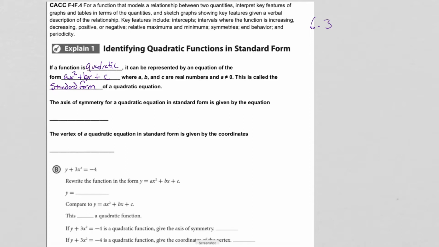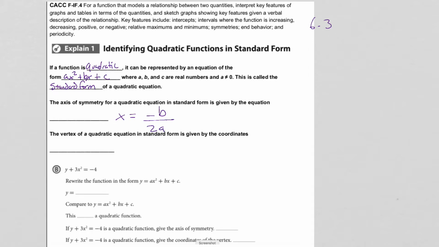And the axis of symmetry for a quadratic equation in standard form is given by the equation x is equal to negative b divided by 2 times a.